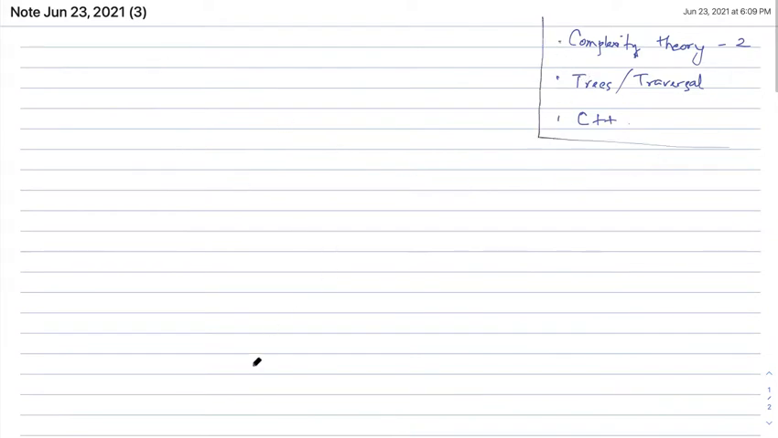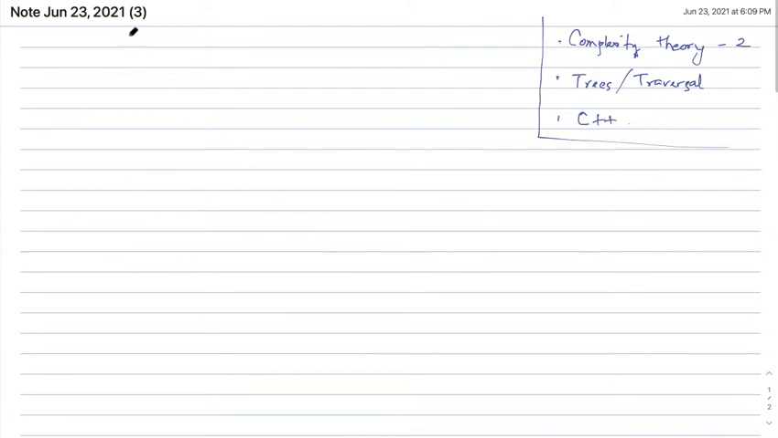Okay, welcome everyone. So today the topic of discussion is going to be first complexity theory part 2, and then we will get into defining trees and talking about some traversal in trees, and then time permitting I would like to introduce just two additional notions within C++ which could be beneficial later on. So we'll see how far we can go.